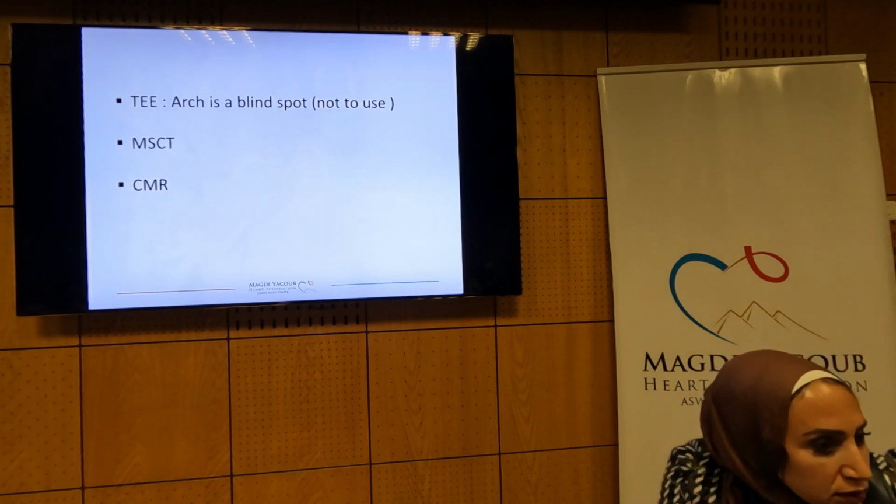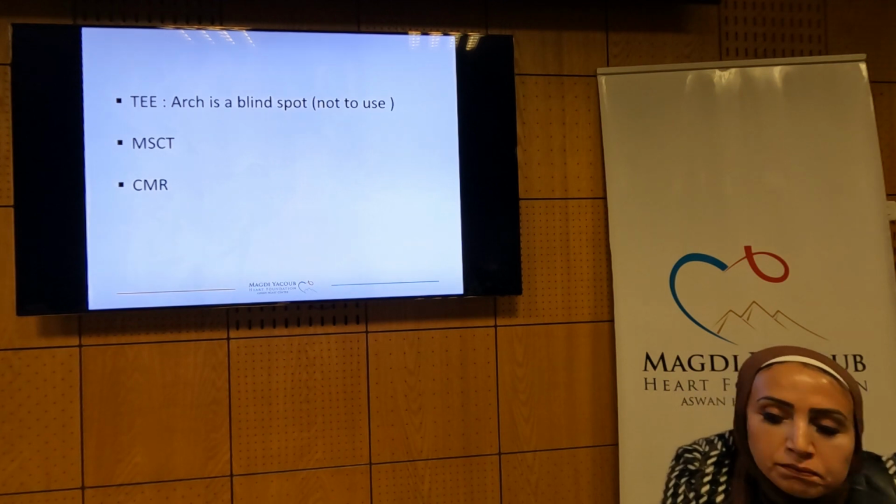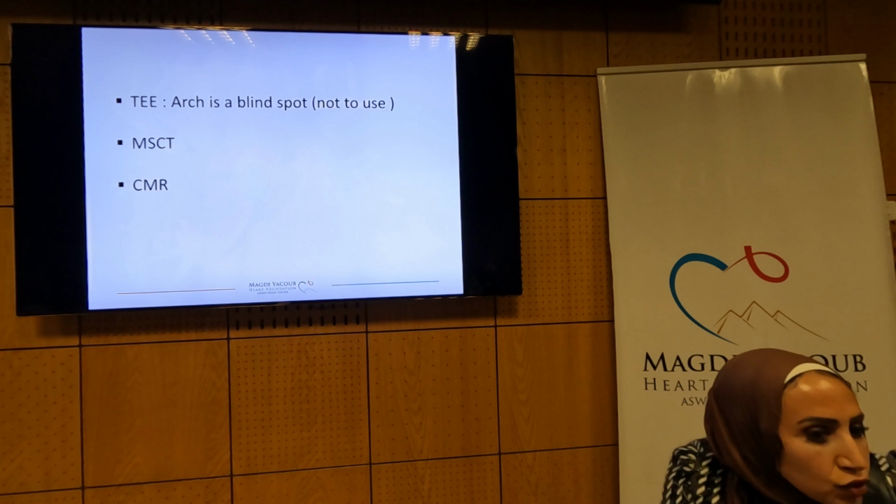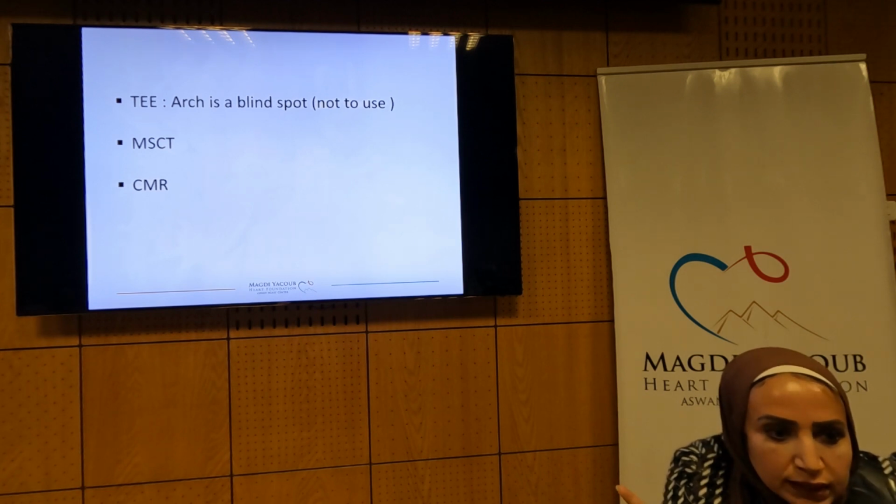For cross-sectional imaging, you have multi-slice CT and you have MRI. Both of them can give an idea about the aortic arch and can help us a lot with these abnormalities.